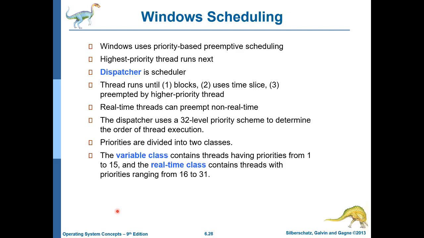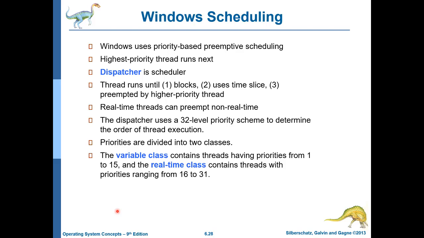Now what we see also is that real-time threads can preempt non-real-time threads. So we differentiate between two types: one is real-time, the other one is non-real-time. Overall, there are 32 levels in the priority scheduling scheme to determine the order of thread execution. Priorities are divided broadly into two main classes: the variable class, which contains threads with priority from 1 to 15, and the real-time class, which has threads whose priority ranges from 16 to 31.